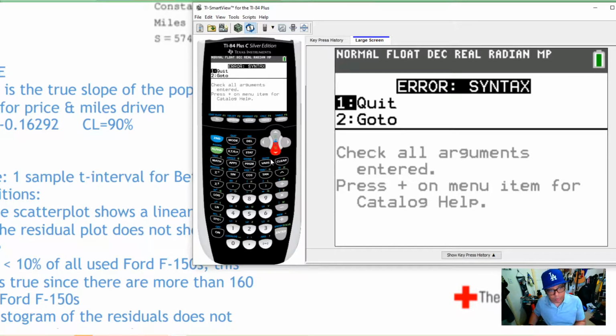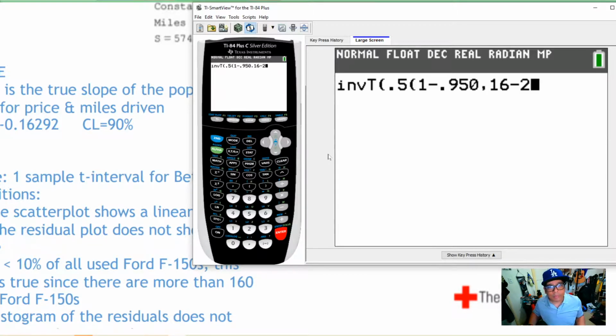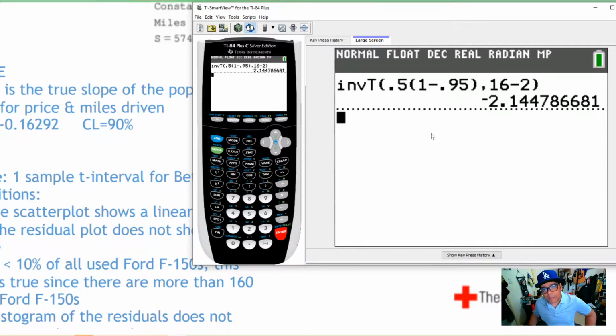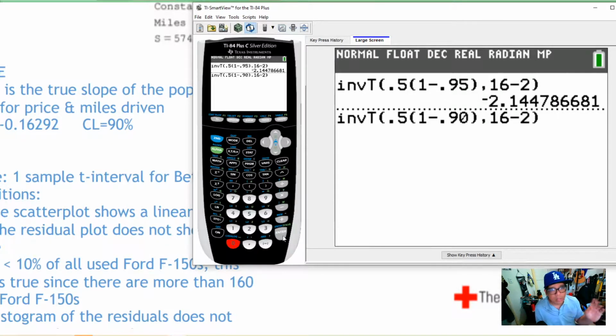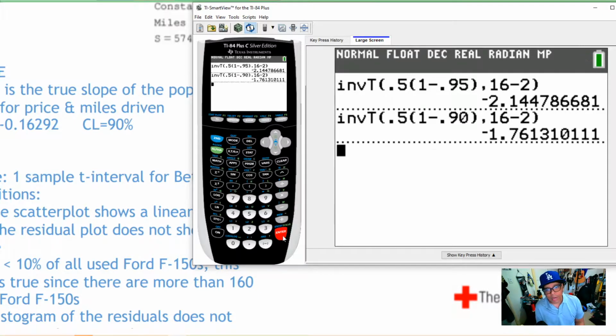Ooh, syntax error, where did I make a mistake? 16 minus 2. I think that's it. We had the parenthesis in the wrong place. And it looks like it's thinking. There we go. 2.144. Oh, wait a minute. That was for a 95% confidence interval, and we only need a 90% confidence interval. So I'm going to hit that again. And remember that a 90% confidence interval should have a smaller t star since it is a smaller interval. Okay, so 1.761.